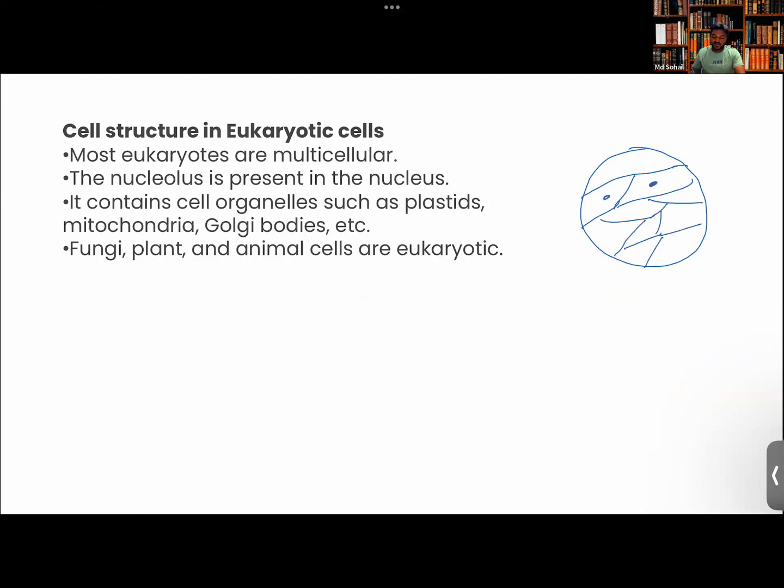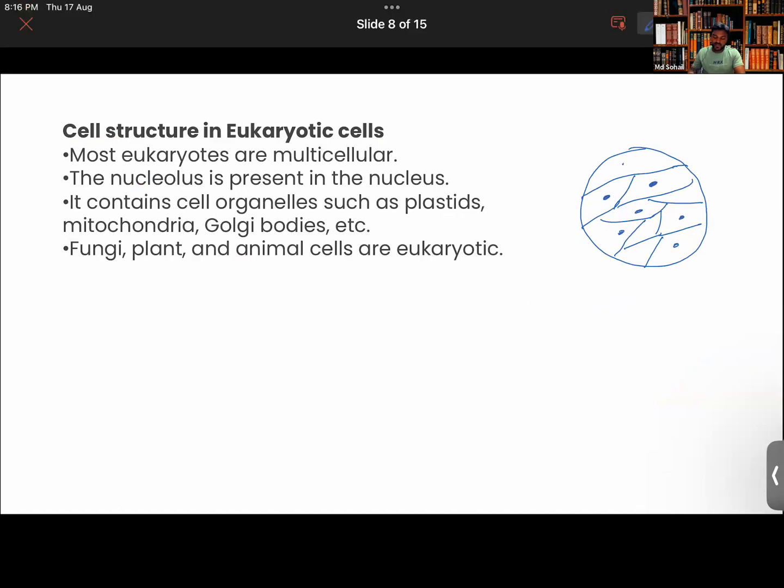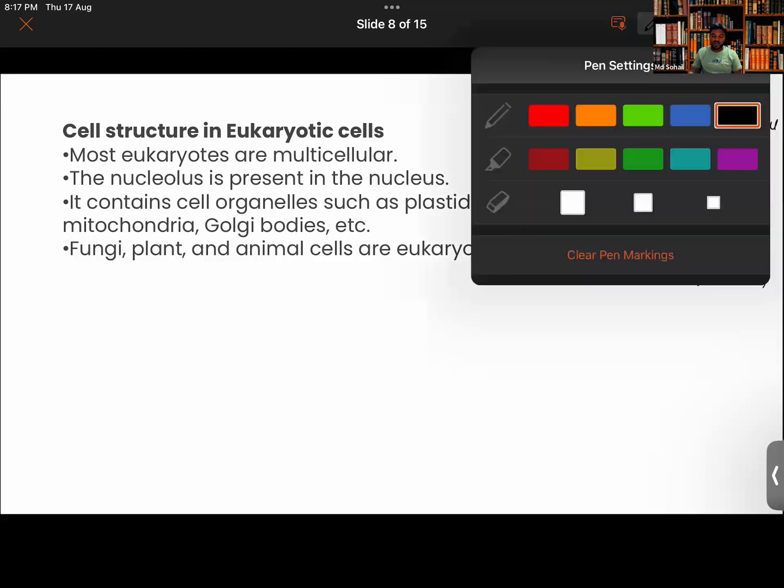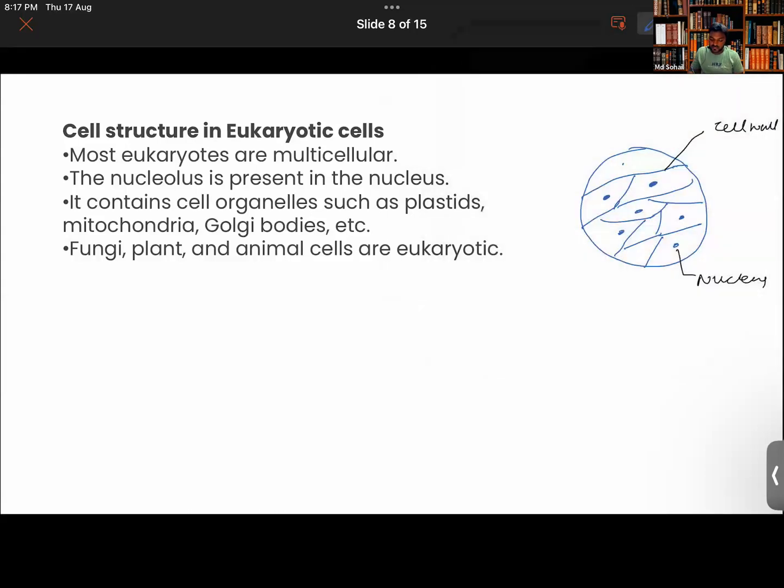There will be a dark center in between, inside them, that will be called the nucleus. Let me write it first. Nucleus. And since we are studying a plant cell here, it will also have a cell wall. In fact, they will have a double layer. Cell membrane, exactly, very good.